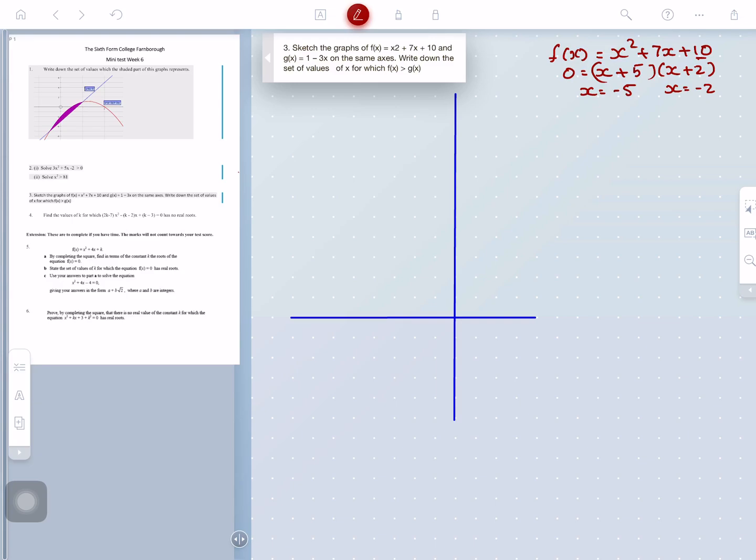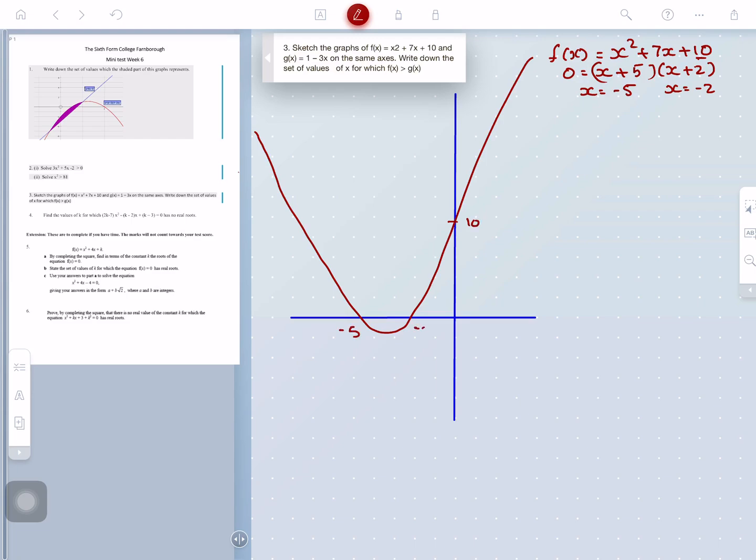Okay, so let's sketch that. So minus 5, minus 2. Now let's try again. Okay, that should be fine, I think. Okay, so that's 10.